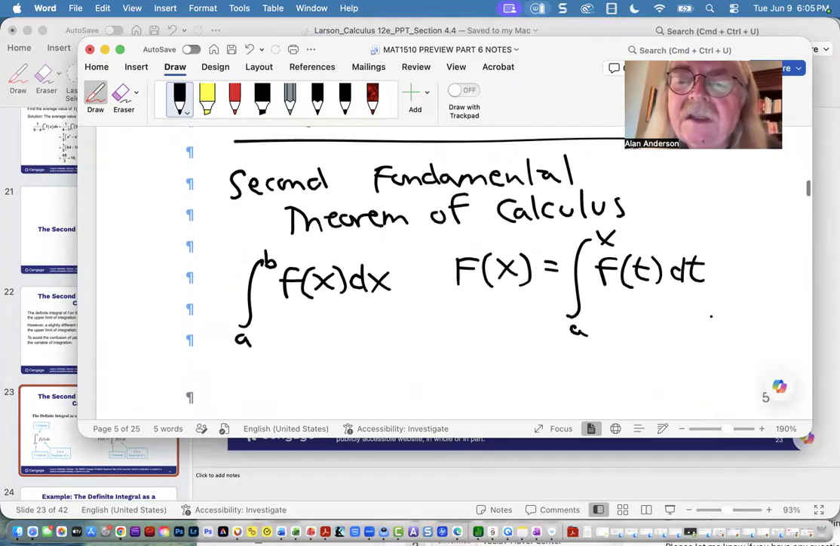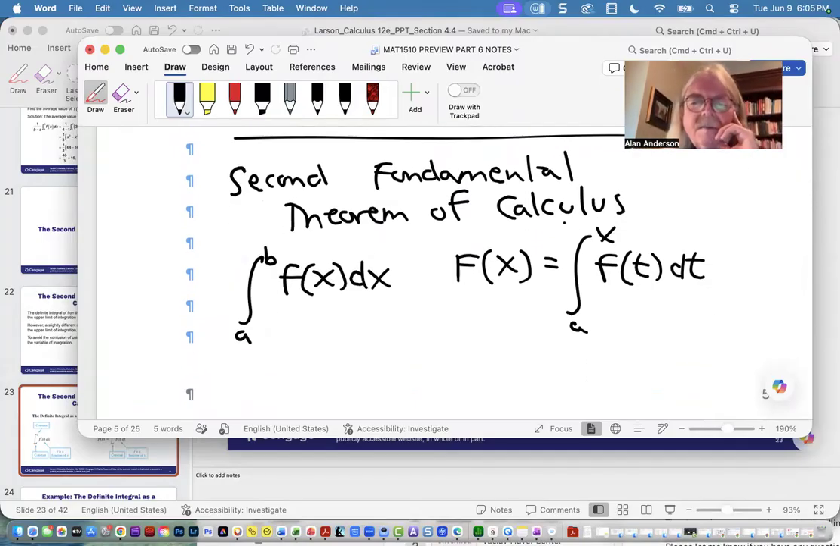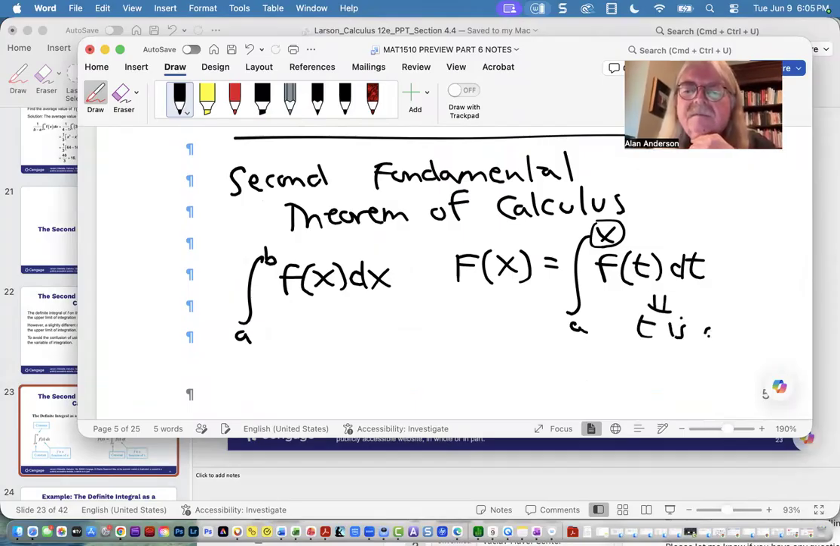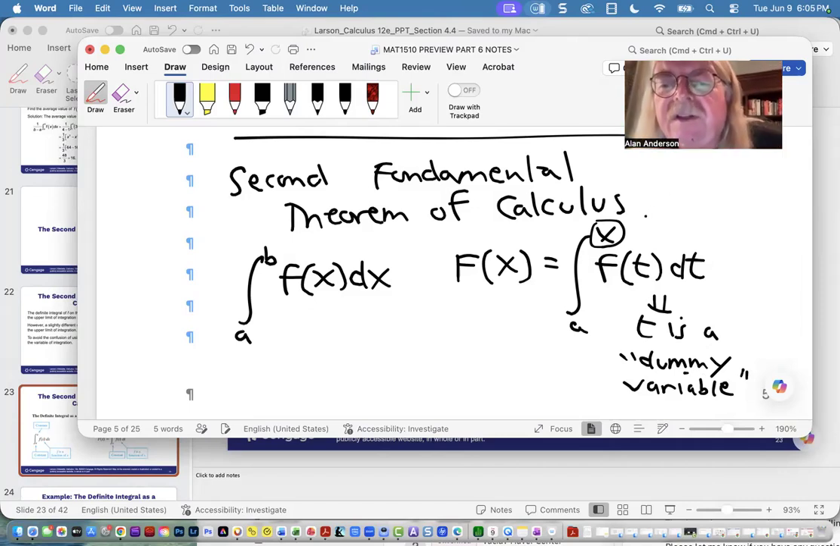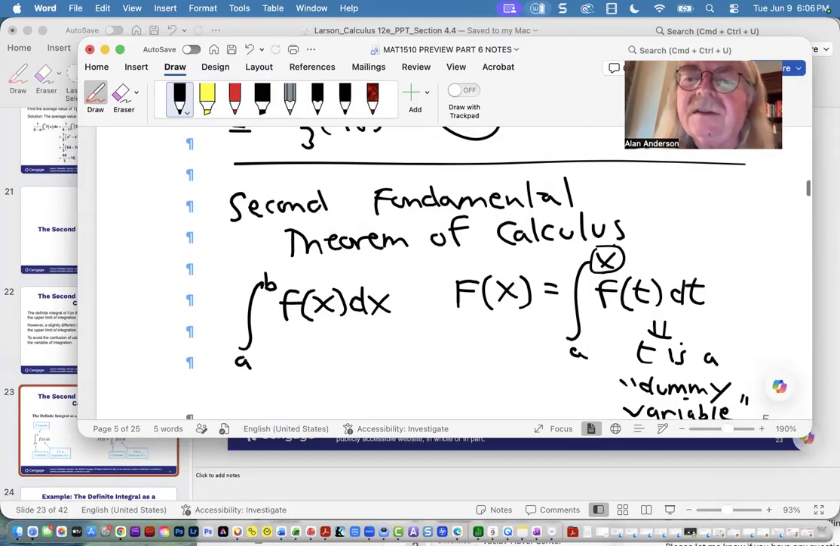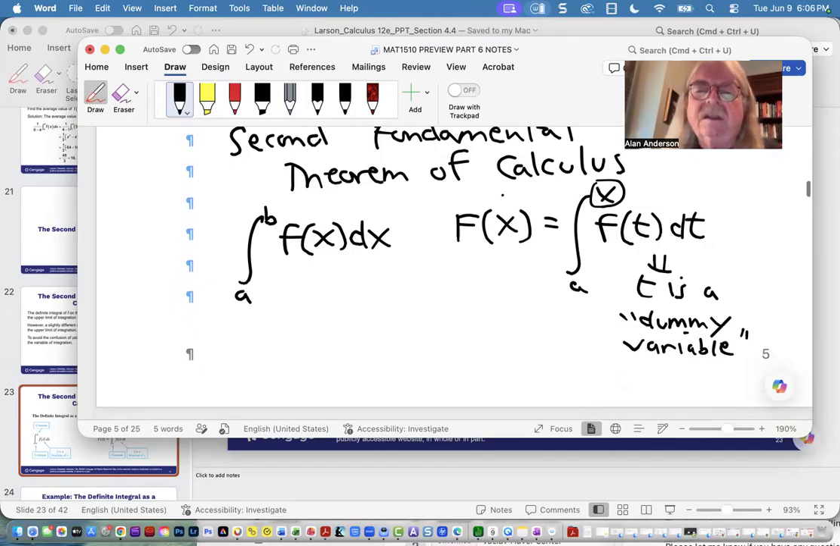now if you notice, all of a sudden these t's showed up out of nowhere. That's because one of our limits of integration is x. To avoid confusing everyone, we're going to use t. This is called a dummy variable. We only need to do this when one of the limits of integration is the variable x itself, because this x will get substituted into here, but we don't want to have two different x's because they mean two different things. Okay, so that's why it's written this way.